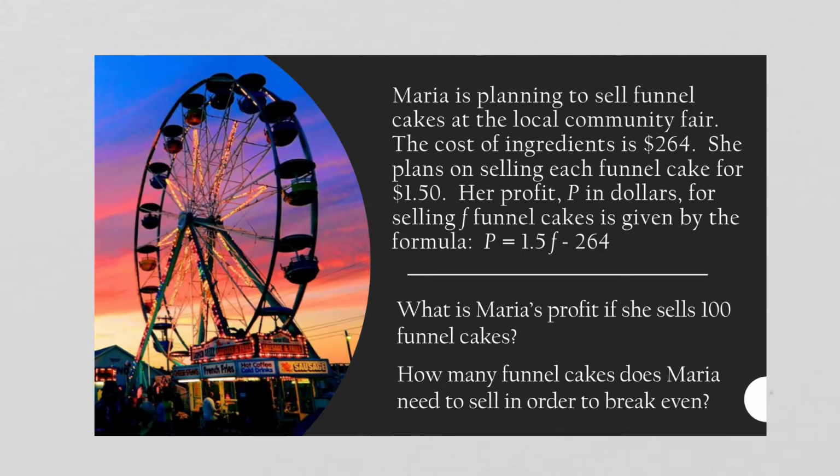Let's take a look at our example. Maria is planning to sell funnel cakes at the local community fair. The cost of ingredients is $264. She plans on selling each funnel cake for $1.50. Her profit, represented by P in dollars, for selling F funnel cakes is given by the formula P equals 1.5 times F minus 264.